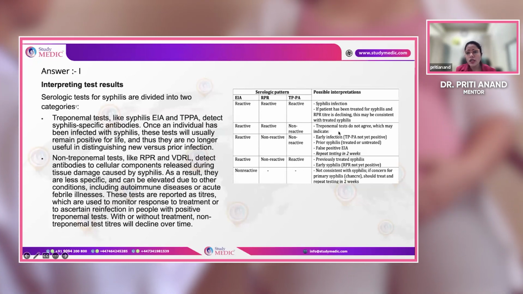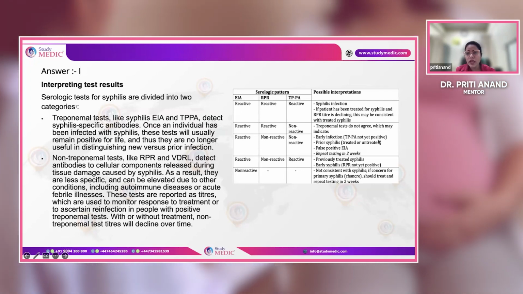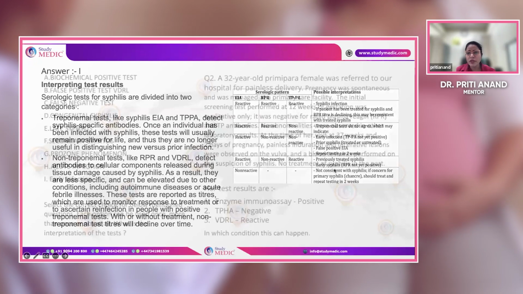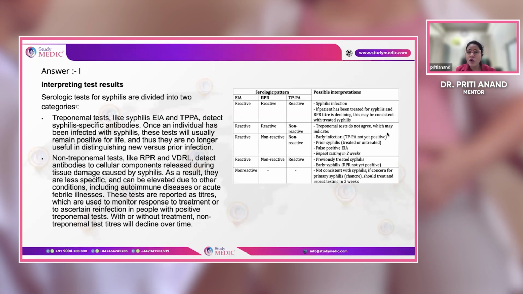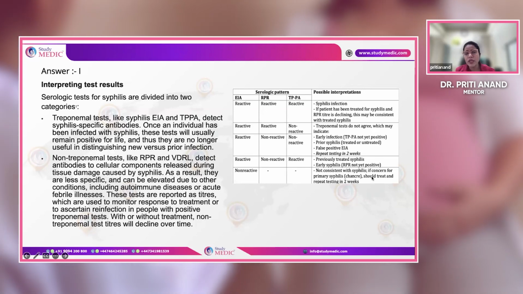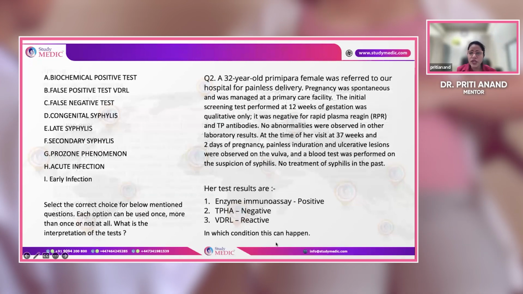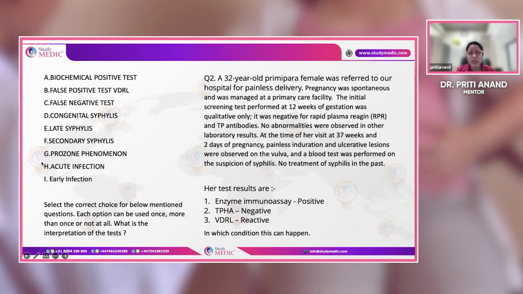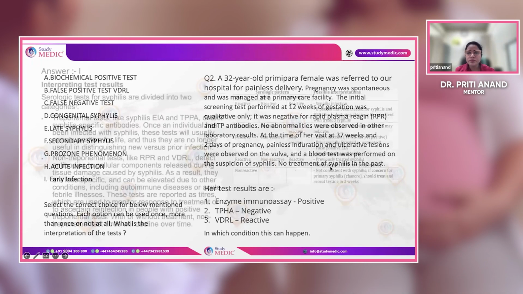So this patient may be a case of early syphilis where TPPA or TPHA is not yet positive. It can be a prior syphilis, but they have already mentioned there is no treatment of syphilis received in the past and no such history. It can be a false positive EIA test, and in any of these conditions, a repeat testing in 2 weeks for TPPA is required. So according to them, in which condition can this happen? It can happen in the case of early infection. I hope the question is clear.